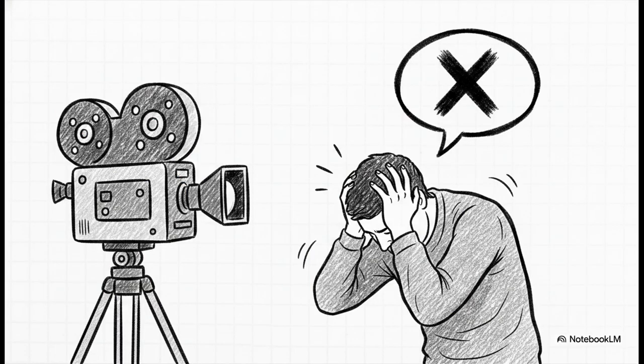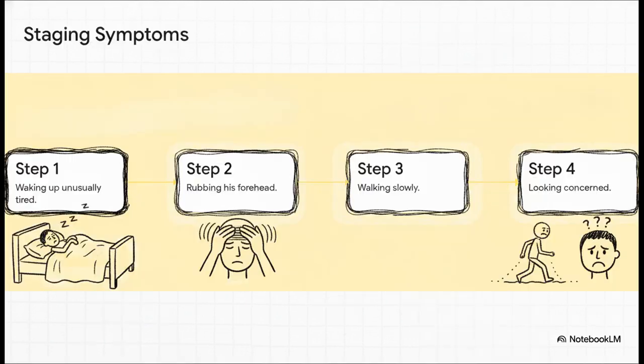Now, let's look at staging the symptoms, visualizing the conflict. What I love here is that the prompt completely avoids lazy exposition. Instead, it relies purely on physical actions to pull us right into the character's internal struggle. Let's just walk through this chronological sequence of physical acting directions for a second. Step 1, waking up unusually tired. That sets the mood right away. Then, step 2, rubbing his forehead.